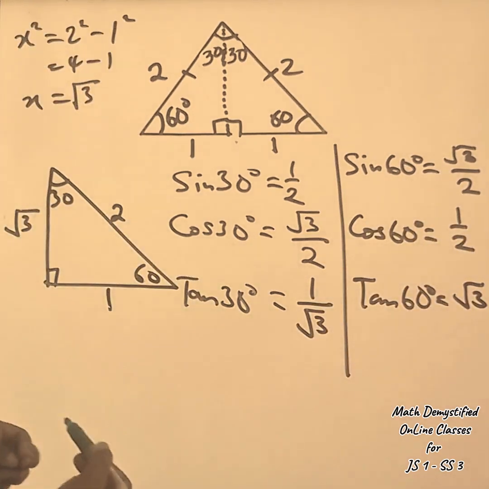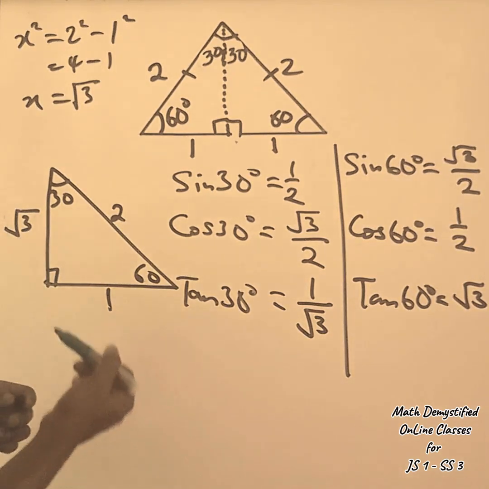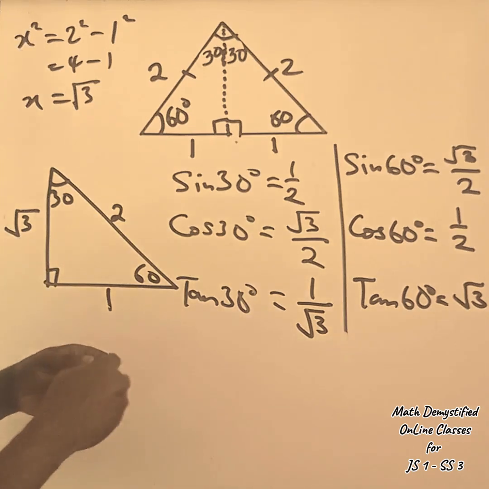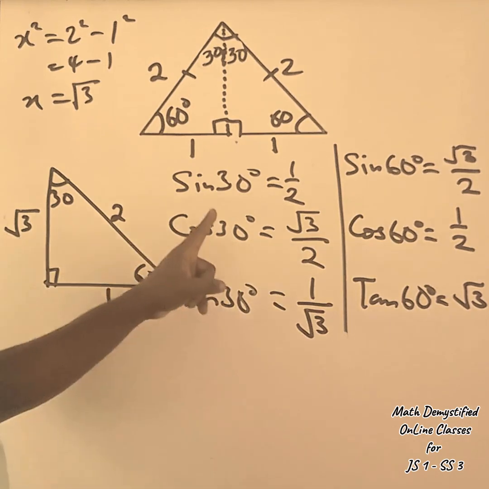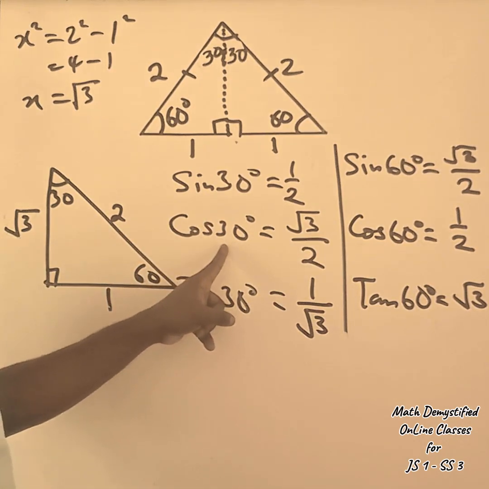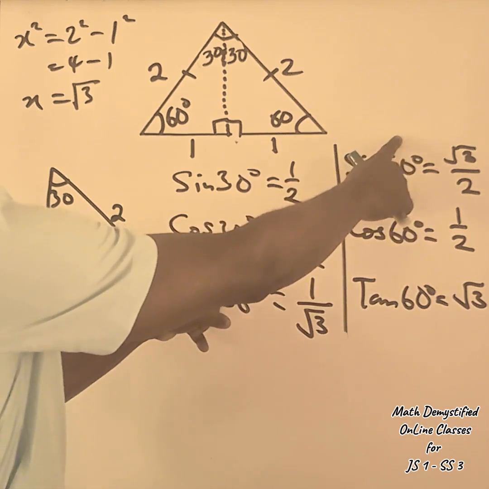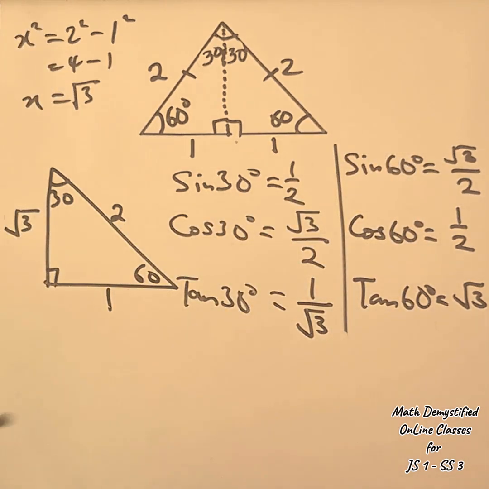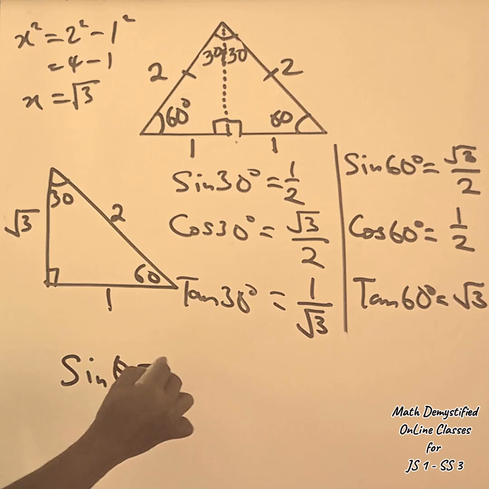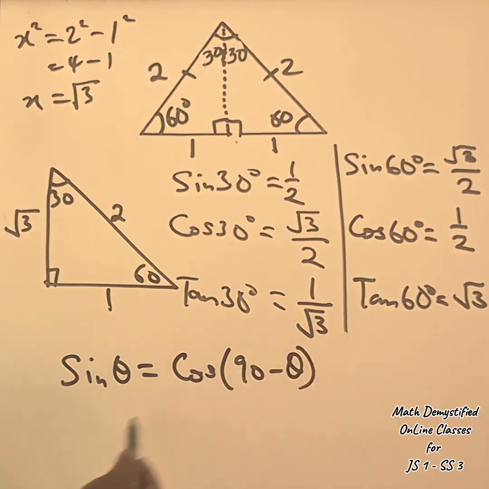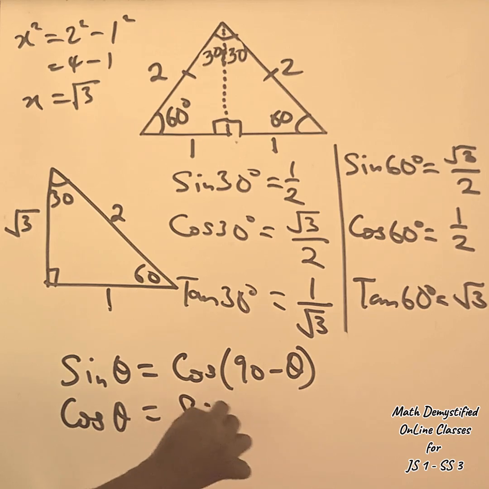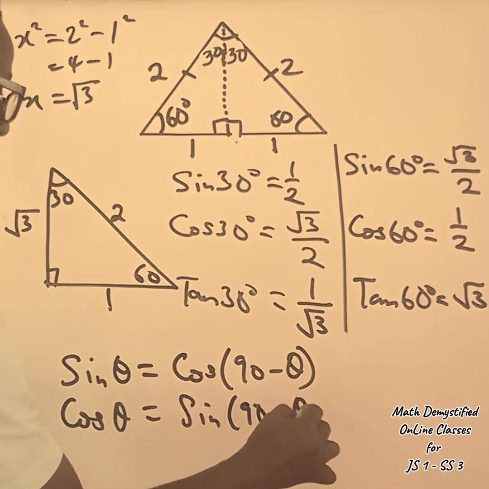All right. Now, there is something I want us to notice here. You discover that sine 30 is equal to cos 60, and cos 30 is equal to sine 60, and that generates this formula for us, that sine theta is equal to cos of 90 minus theta, and cos theta will also be sine of 90 minus theta.